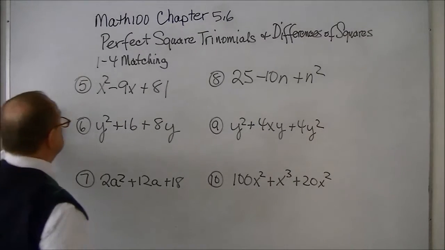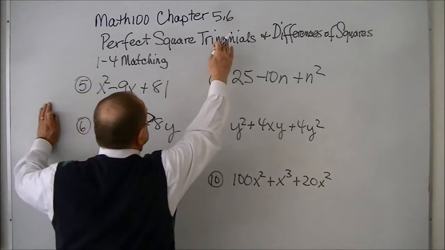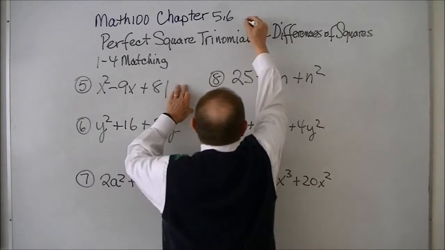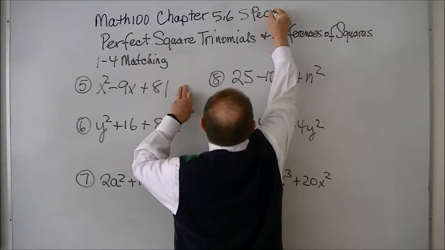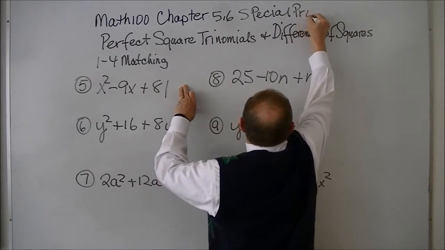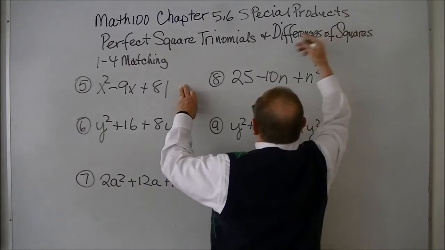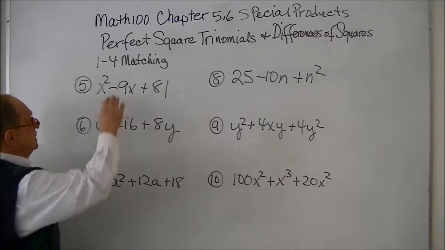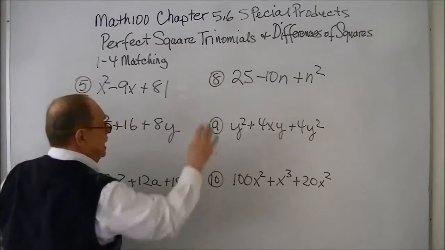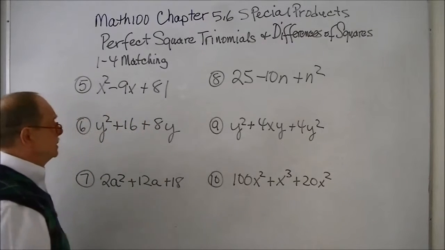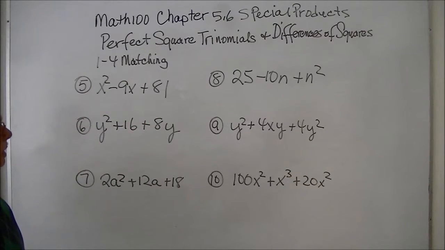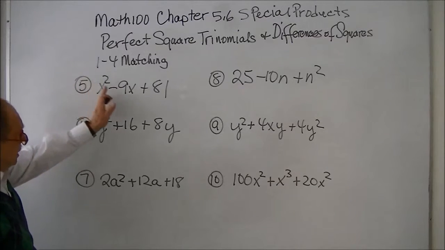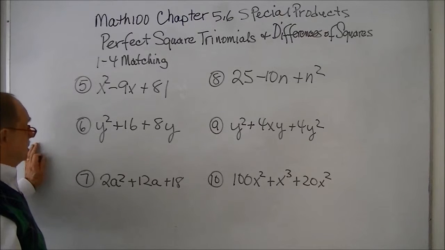As we go on to Chapter 5, Section 6, here we're dealing with those special products. And we're factoring these special products. And you recall there were two types. One was the perfect square trinomial, and the other was the difference of perfect squares. These were our special products. 1 through 4 is matching, but we're going to move right into some factoring.